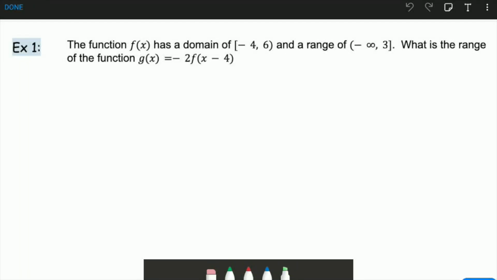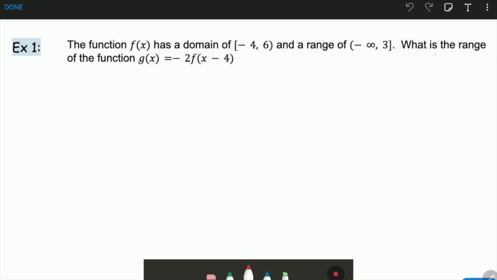In this video, we have a function f of x, which has a domain of -4 to 6, with the -4 being included, and a range of -infinity to 3, with the 3 being included. What is the range of the function g of x equals -2 f of x minus 4?